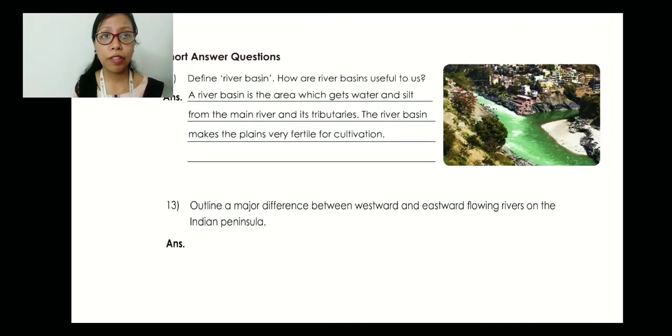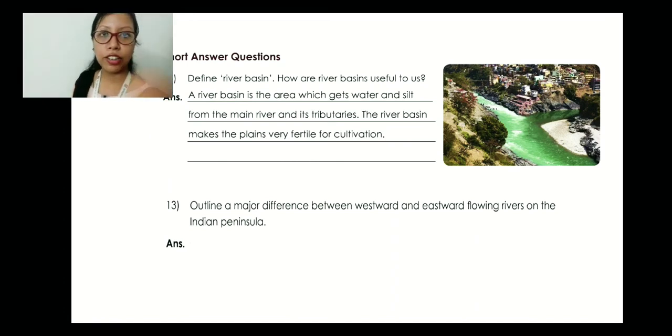Okay. Then we come to the next question from the EVS workbook. This is question number 12. Define river basin. How are river basins useful to us? A river basin is the area which gets water and silt from the main river and its tributaries. The river basin makes the plains very fertile for cultivation. Then question number 13, we have outlined a major difference between westward and eastward flowing rivers on the Indian peninsula.